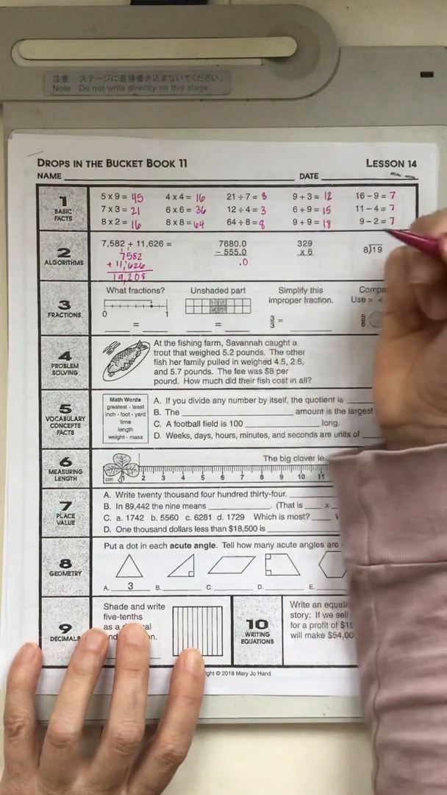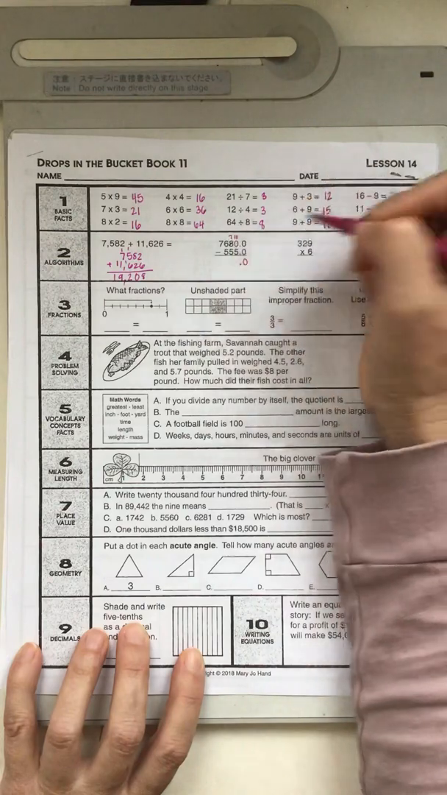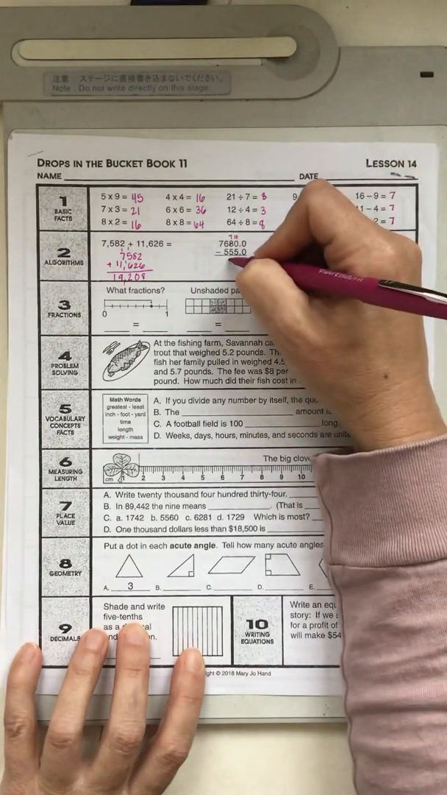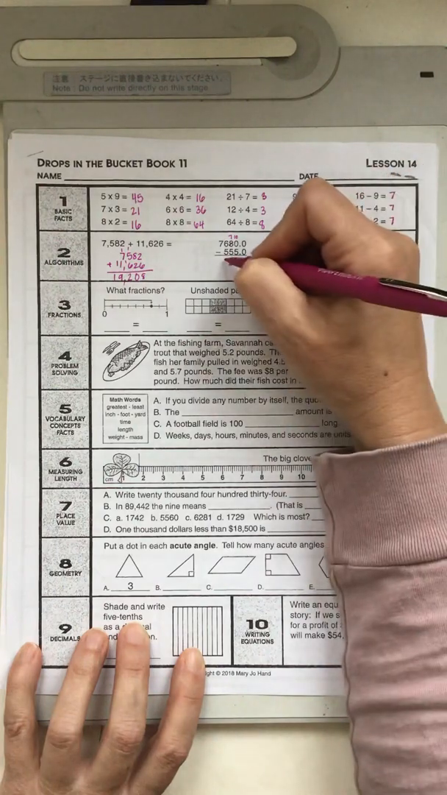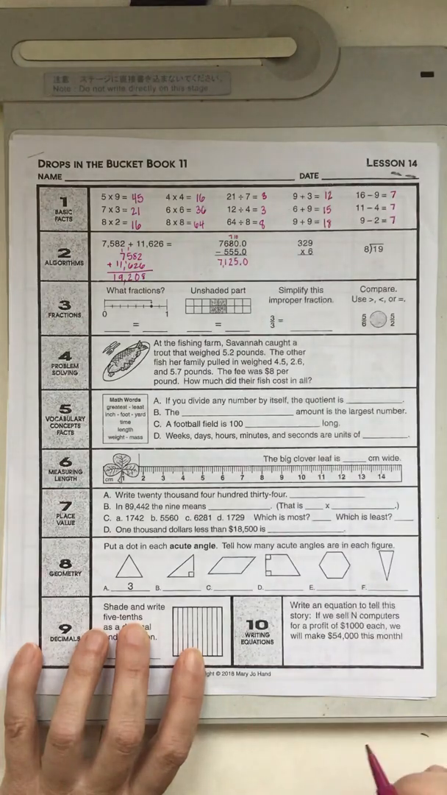We're just going to bring that decimal down. We have to do some regrouping in order to subtract in the ones place. 10 take away 5 is 5. 7 take away 5 is 2. 6 take away 5 is 1. And we have 7,125.